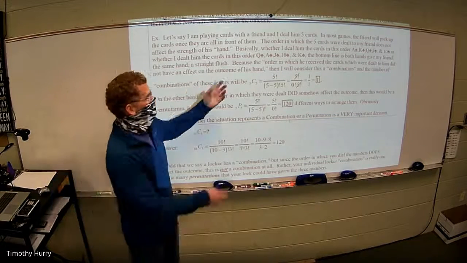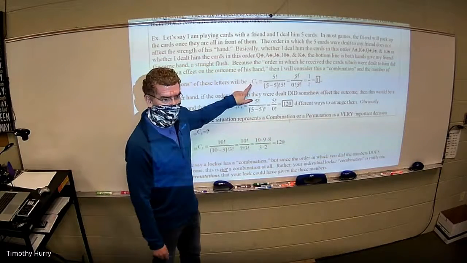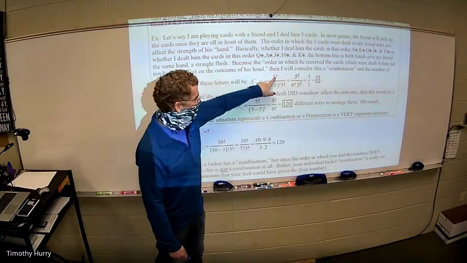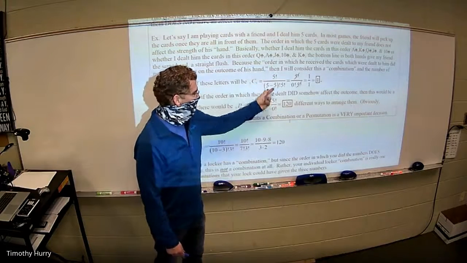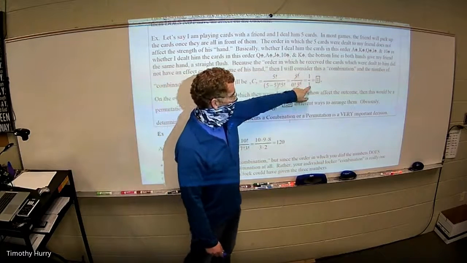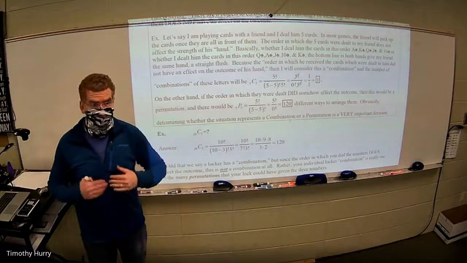So you get these cards. You can arrange them any way. It doesn't really matter. You have 5 cards to choose from, and you're picking all 5. If you do the math on that, 5 factorial on the top, subtract on the bottom, carry that 5 also over to the bottom. You can see those cancel. 0 factorial is 1, and you get a 1. So there's one way to receive a 5-card hand if the order doesn't matter.